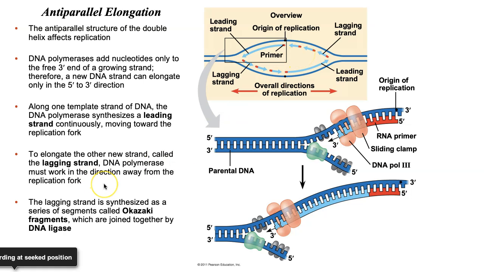So in order to elongate the other part of this strand, which is called the lagging strand, DNA polymerase has to work in a direction that goes away from the replication fork. The leading strand was moving toward the replication fork, and the lagging strands are moving away from their side of the replication fork. You're going to have to use your imagination for this one a little bit.